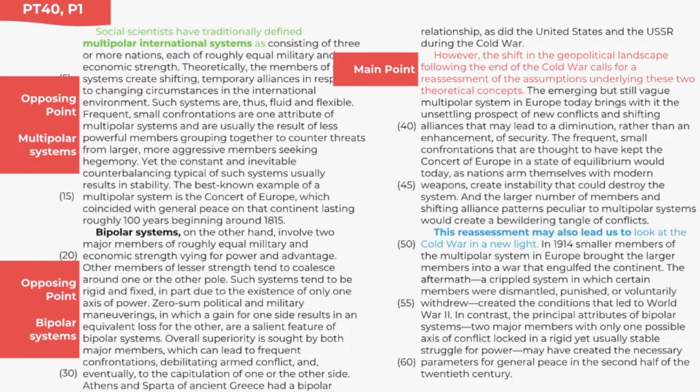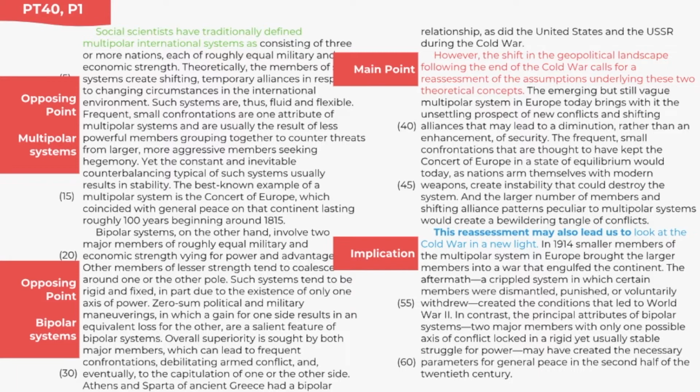The author then goes on in the last paragraph, says this reassessment may also lead us to look at the Cold War in a new light. So what that's telling us is that there is not only a reassessment that is being called for, but that reassessment may have an implication, and it may lead us to look at the Cold War in a different way. So there's an implication of the author's main idea described in the fourth paragraph.